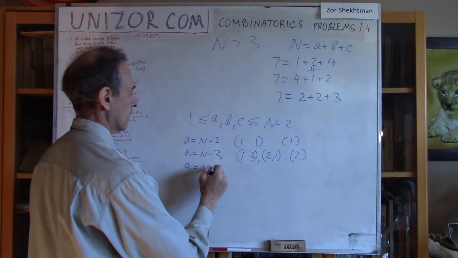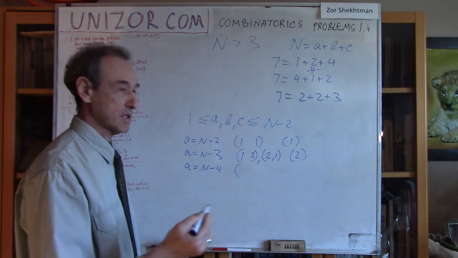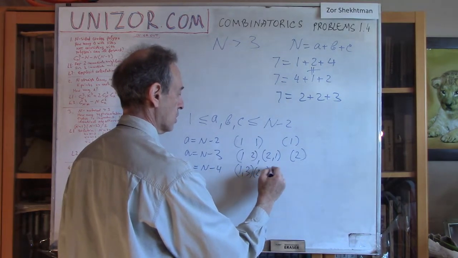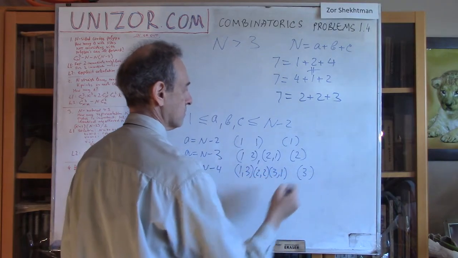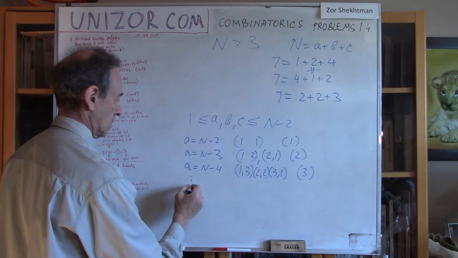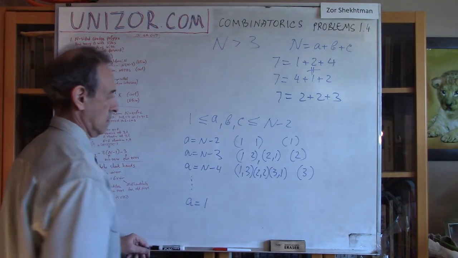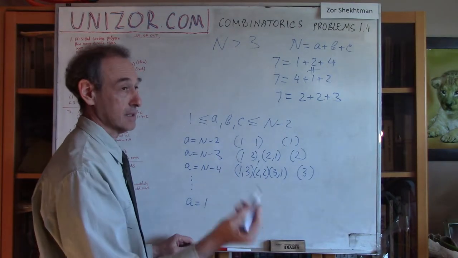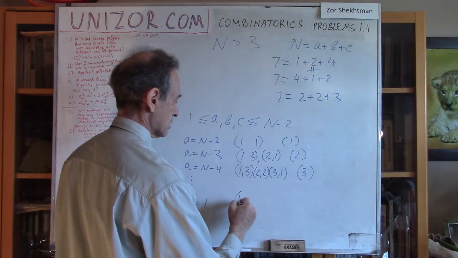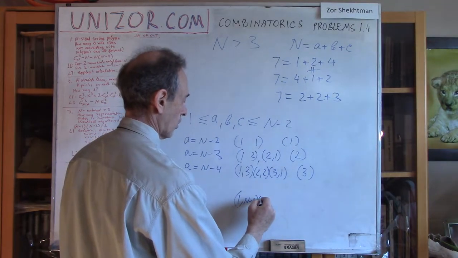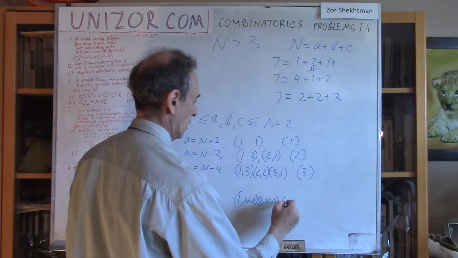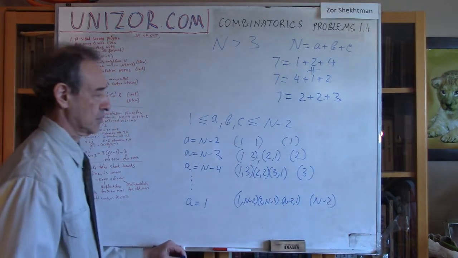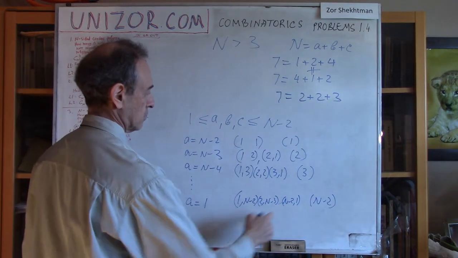For A equal to n minus 4, I have to make up the number 4 from two numbers. So it's either 1, 3, or 2, 2, or 3, 1. So it's three choices. So as you see, if A is equal to 1, the smallest one, I have to make up n minus 1 out of two numbers, which is 1, n minus 2, or 2, n minus 3, etc., or n minus 2, 1. So it's n minus 2 choices, right? A from 1 to n minus 2.